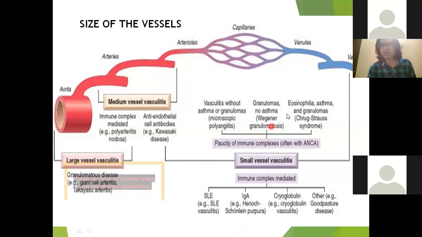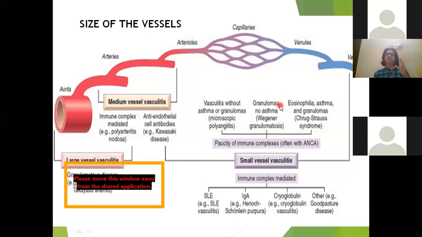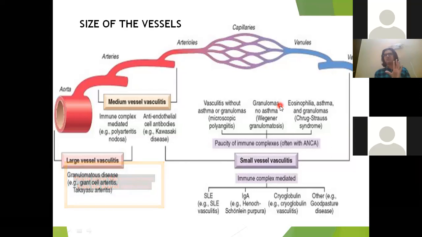And one thing about Wegener granulomatosis or granulomatosis with polyangiitis is that there is a typical triad. Number one, granulomatous vasculitis. The second is involvement of the upper respiratory tract, then involvement of the lower respiratory tract, and involvement of the kidney. So along with the granulomatous vasculitis, or necrotizing vasculitis to be precise and a better term for it, there is a triad of three organ involvement: upper respiratory tract, lower respiratory tract, and kidney.